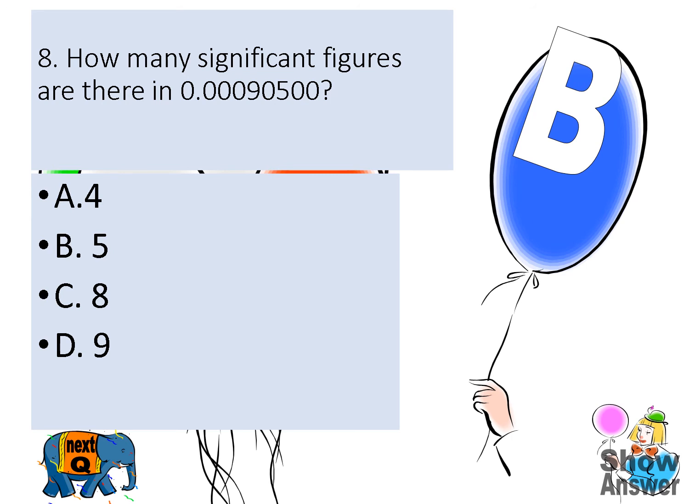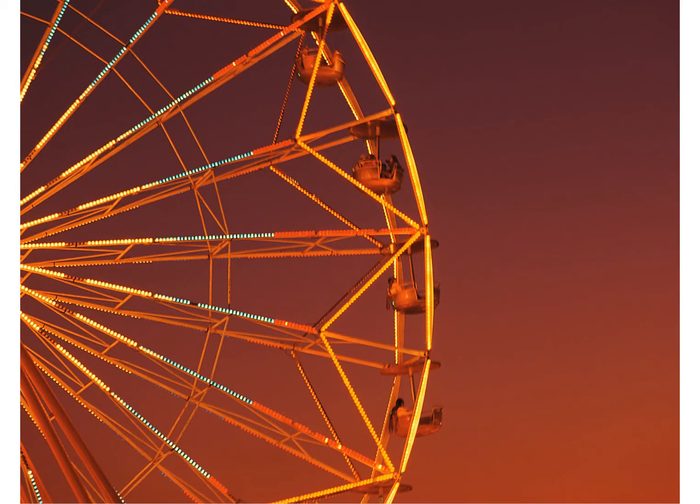Because zeros appearing in front of the non-zero digits are not significant. So we have here 1, 2, 3, 4, and 5. So there are 5 significant digits. Let's now proceed to number 9.